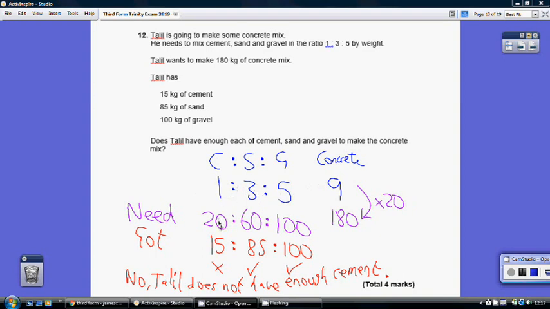So 1 times 20 is 20, 3 times 20 is 60, and 5 times 20 is 100. So that is how much we're going to need of each of the 3 ingredients. Now, how much have we got? We've got 15, 85 and 100. So you can see we do not have enough cement, we have more than enough sand, and we have exactly the right amount of gravel. So does Talil have enough of each of these? No, he doesn't. Talil does not have enough cement.